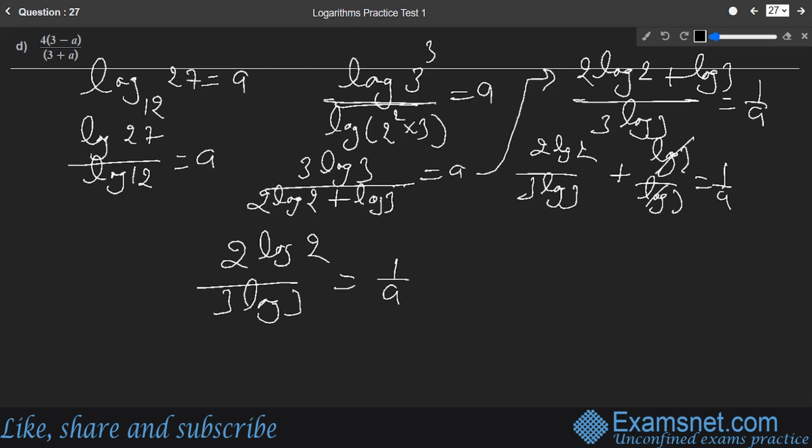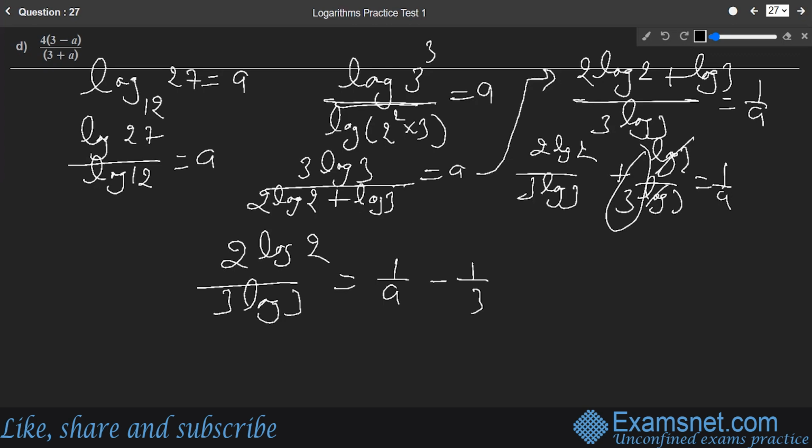Okay, and there was this 3 log 3 also, so log 3 over 3 log 3. So it is 1 by A minus 1 upon 3, because there was a 1 upon 3 left out here. So that has to go on the right hand side with a subtraction sign. So it becomes like this. If you solve this further, what does it become?